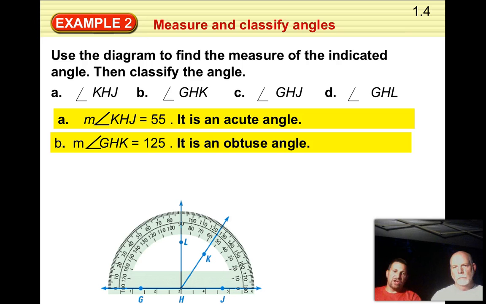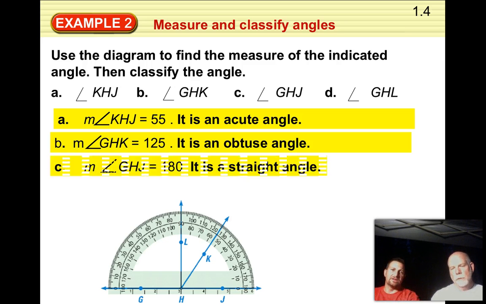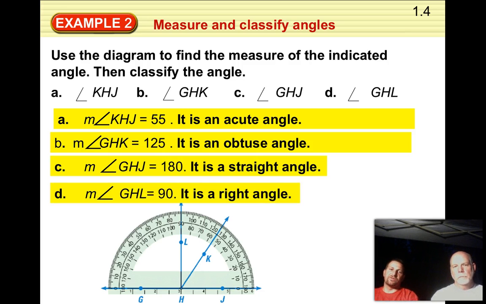GHJ. So once again, I go over to GHJ, and now GHJ just goes all the way across right there. So don't call this 0 degrees because it's not. Okay, I know it's on 0 on one side and on the other, but this is 180 degrees. We just talked about that on the previous slide. It's a straight line, it's a straight angle.